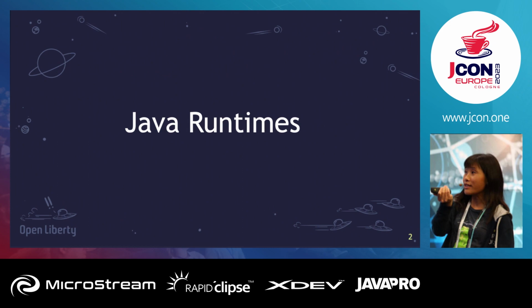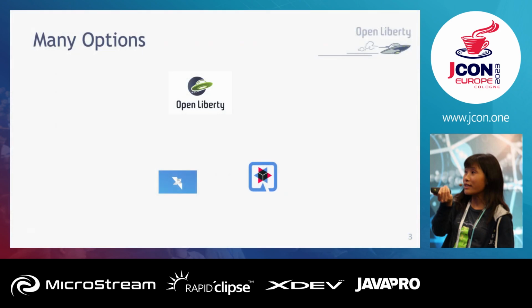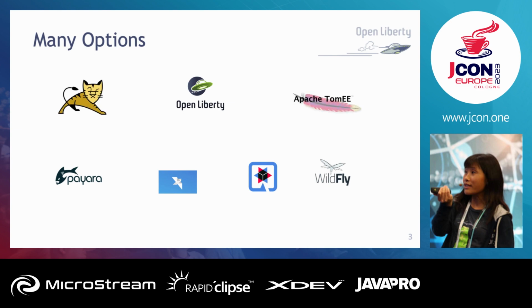So, could the modern Java runtime do it all? We know there's a JVM, there's a Java runtime: Open Liberty, Helidon, Quarkus, plus some other runtimes, TomEE and Tomcat, Payara, and WildFly.